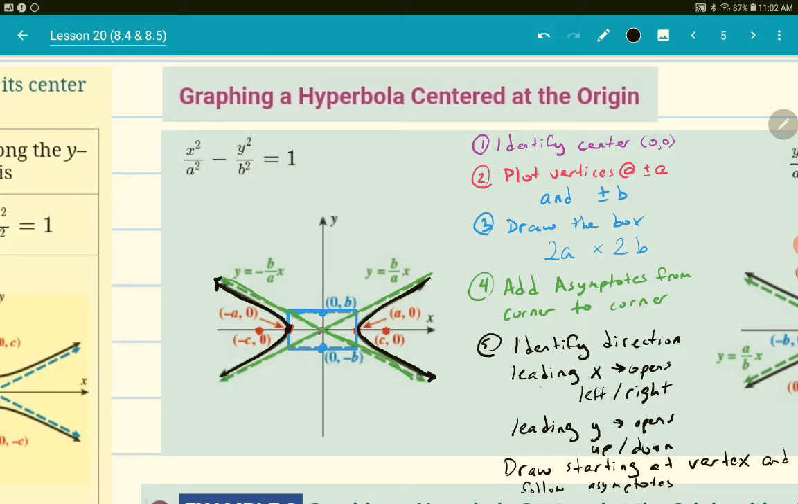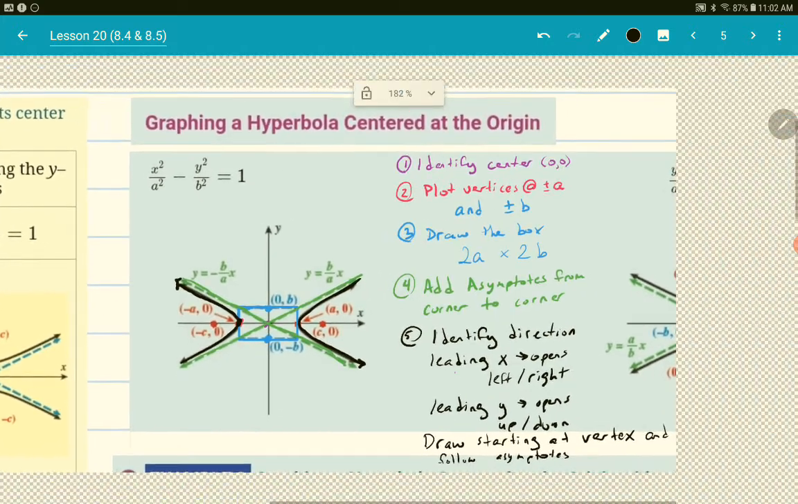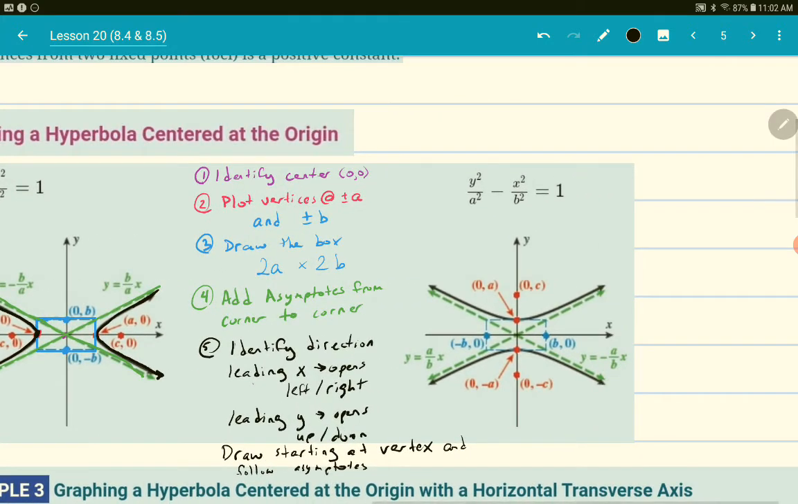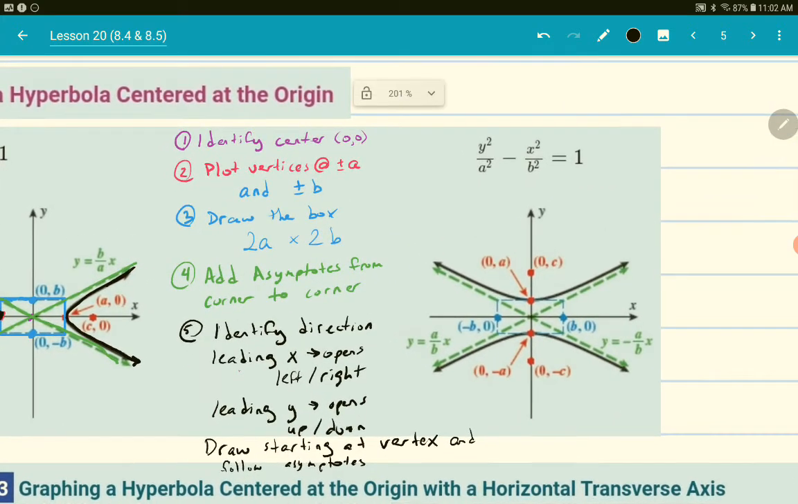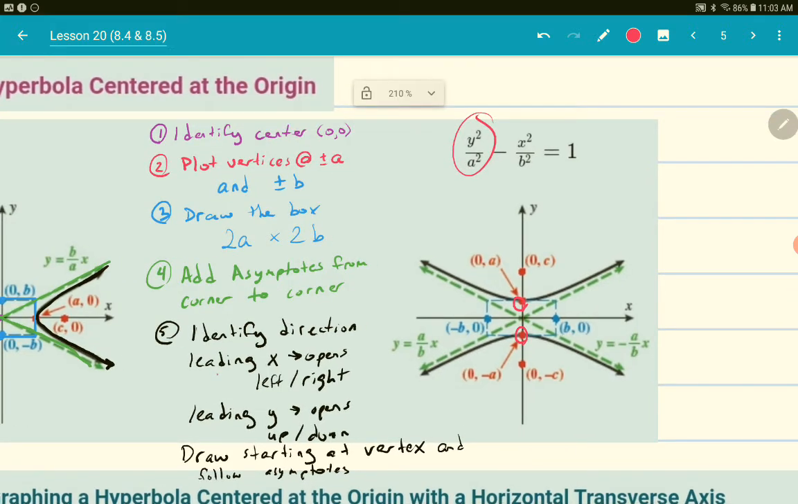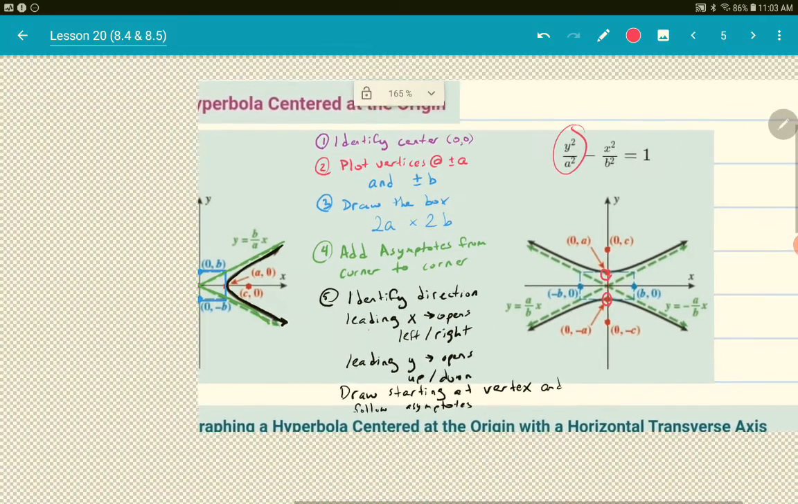This is a horizontal hyperbola. But let's look at the vertical one. The process is the same. The difference is that when you do your vertices for step 2, you're going up and down to get to a instead of left and right. You follow the direction of the first term, which in this case is y. So that means it's going to be up and down. And for step 5, you see the hyperbola opens up and down.